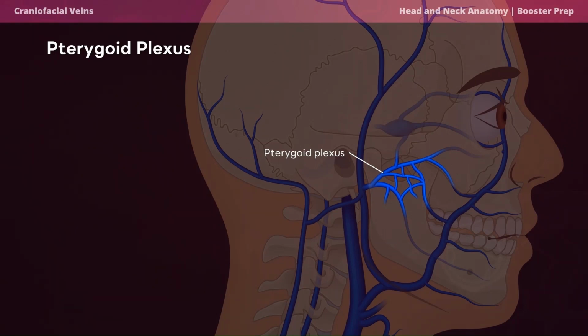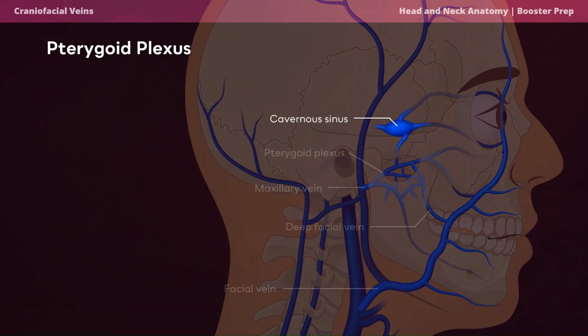So further orienting ourselves, the pterygoid plexus is closely related to the facial vein, the maxillary vein, and the cavernous sinus. The pterygoid plexus is connected to the facial vein via the deep facial vein, which provides a pathway for blood from the deep structures of the face to the superficial venous system. The pterygoid plexus also drains into the maxillary vein, which is a significant tributary of the retromandibular vein. Finally, the pterygoid plexus has connections with the cavernous sinus, which we'll discuss next.